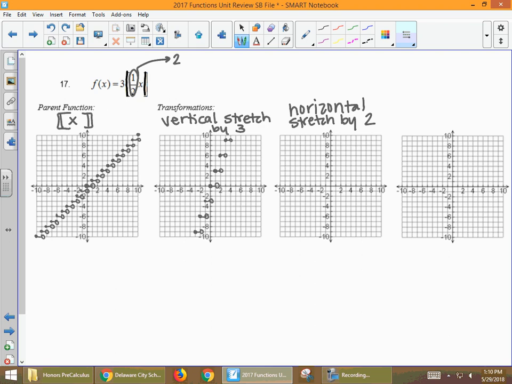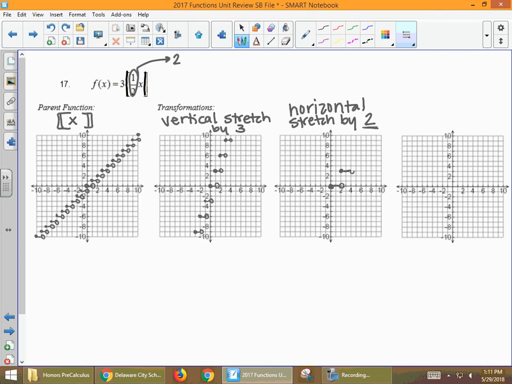The horizontal stretch makes your steps longer. So now, instead of having our steps length 1, our steps are going to be length 2. But again, this is a function, so we're not going to have any that overlap each other. So I'm going to keep my step at 0, 0. Now it's going to widen out and go out to 2, 0. I'm still going to go up 3 from that vertical stretch, but I'm not going to overlap. So I'm just going to fill in that closed circle.